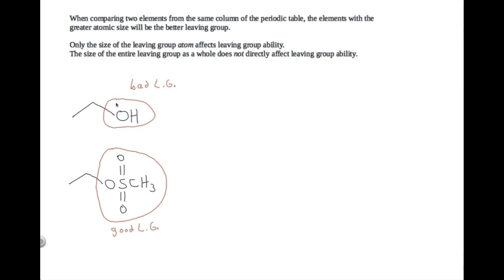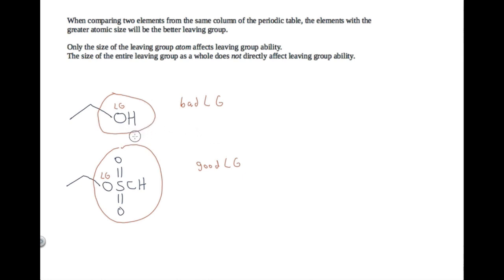The specific leaving group atom here is the oxygen. That's the one that's going to leave the alpha carbon, and the specific leaving group atom here is also an oxygen. The size of the leaving group atom that's going to actually gain the negative formal charge is the same for both of these pictures. In this case, this oxygen will gain the negative formal charge, and in this case, this oxygen will gain the negative formal charge, and those two oxygens have the same size. The size of the leaving group as a whole doesn't really matter. So you should not say that this sulfonate is a better leaving group because it's bigger than this alcohol group. That's not the correct explanation.